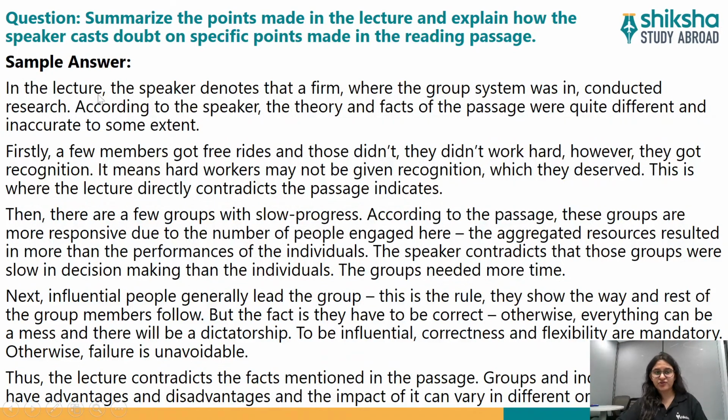Sample answer. In the lecture, the speaker denotes that a firm where the group system was in place conducted research. According to the speaker, the theory and the facts of the passage were quite different and inaccurate to some extent. Firstly, a few members got free rides and those who didn't work hard, however, got recognition. It means hard workers may not be given the recognition which they deserved. This is where the lecture directly contradicts the passage.